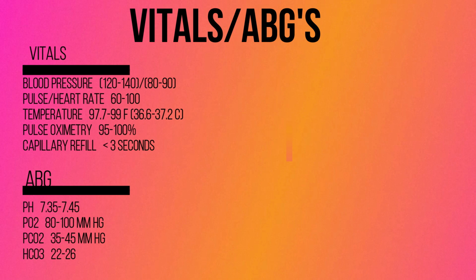If someone's blood pressure is high, it's usually because there's a greater force that they have to contract against. So it could be like a plaque, atherosclerosis, like the wall is more stiff.